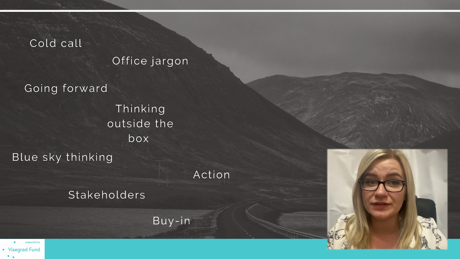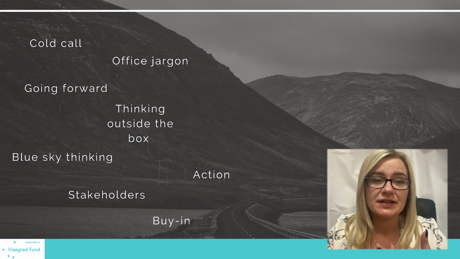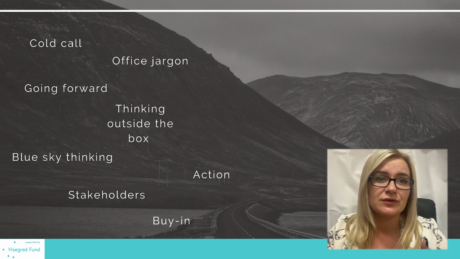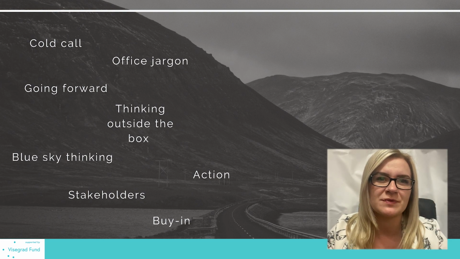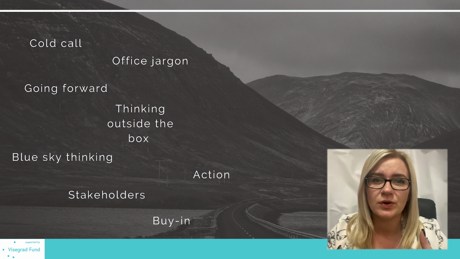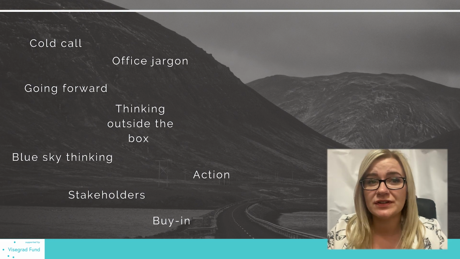Going forward. This is usually used to mean from now on. Some may consider it to have connotations of moving on positively from something negative that may have occurred. We'll adopt a different approach going forward.